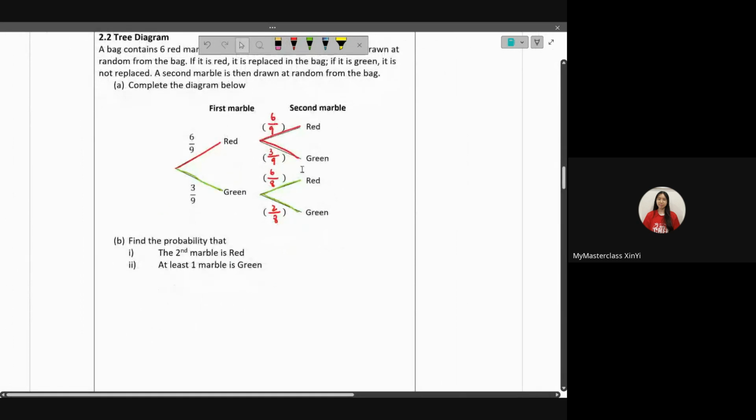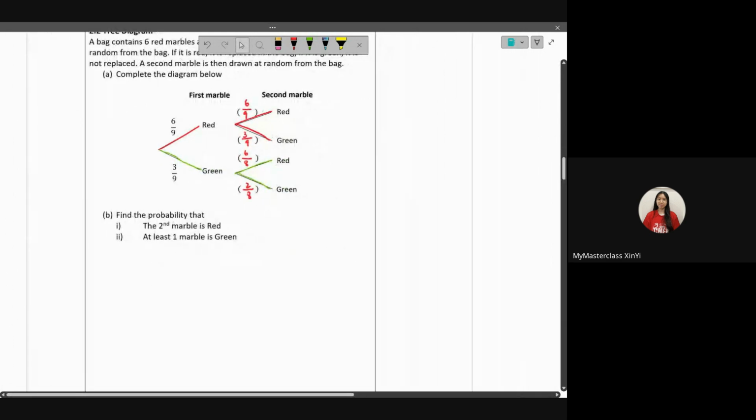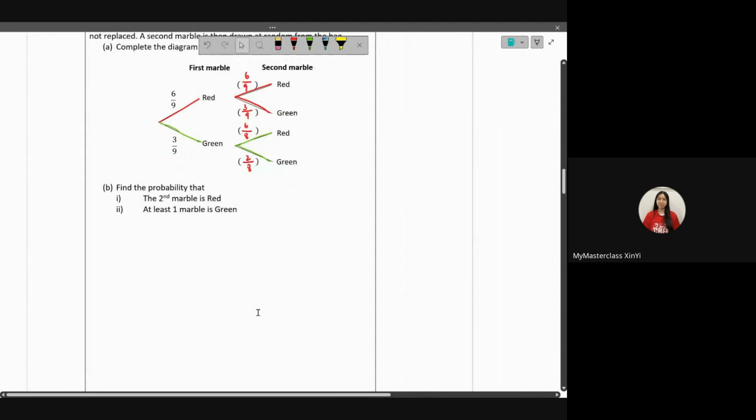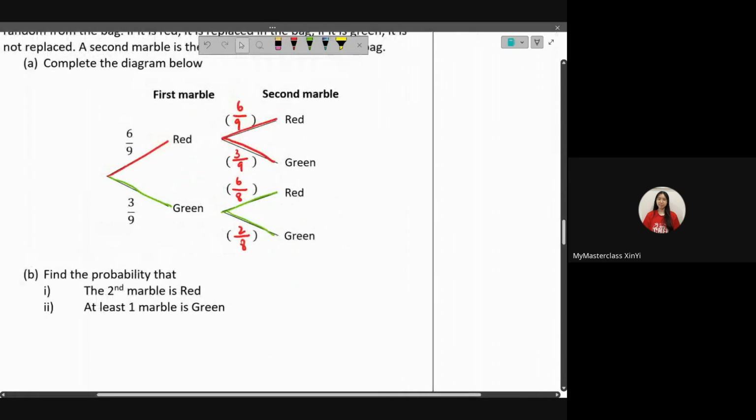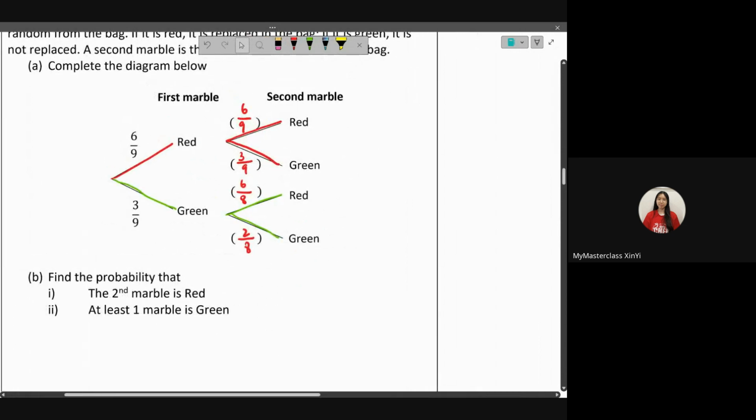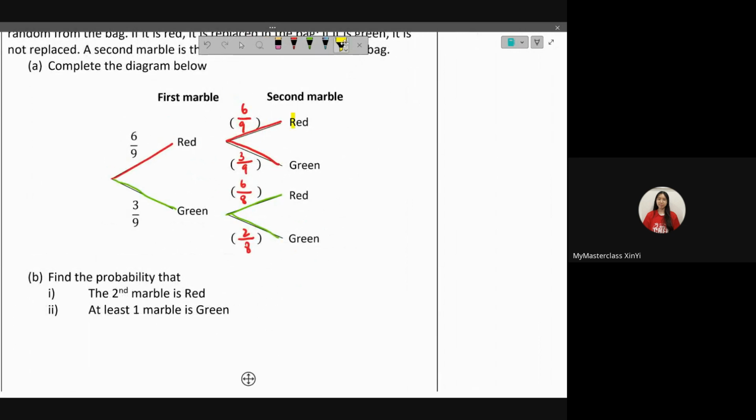Now, once you complete this diagram, how are you going to use it to help you complete these questions? Find the probability that the second marble is red. You're going to look at the second branches over here. The second marble is red. It's going to be this one here or this one here. So you're going to go this way, or this way. Take note what I said, I said or. So this and this, or this and this.